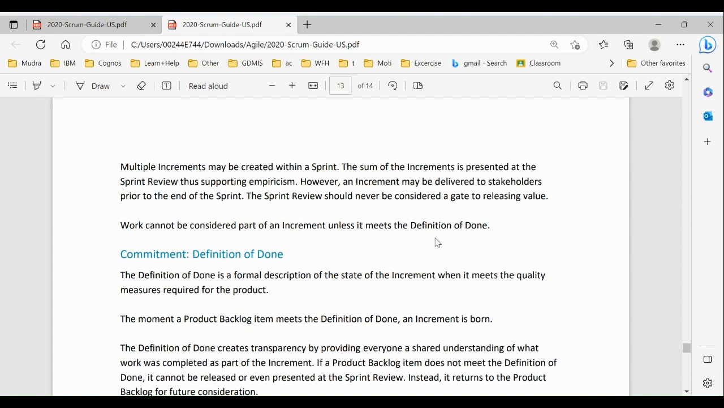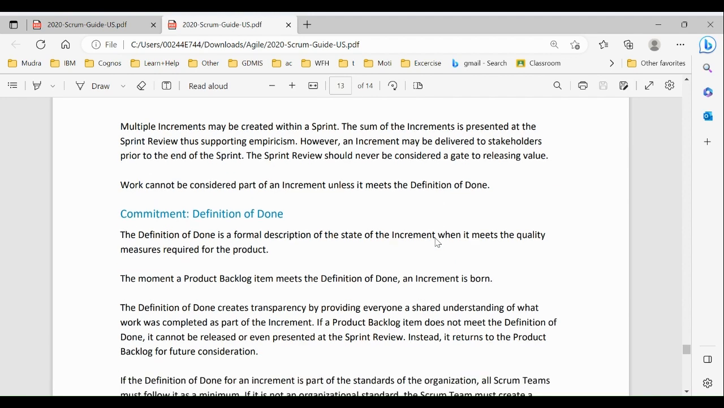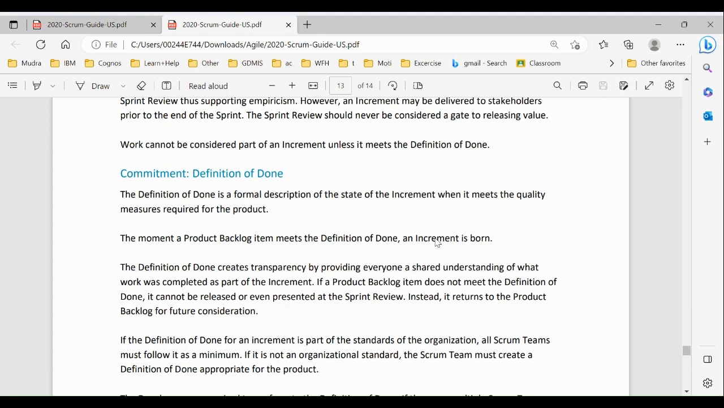However, an increment may be delivered to stakeholders prior to the end of the sprint. The sprint review should never be considered a gate to releasing value. Work cannot be considered part of an increment if it doesn't meet the definition of done.